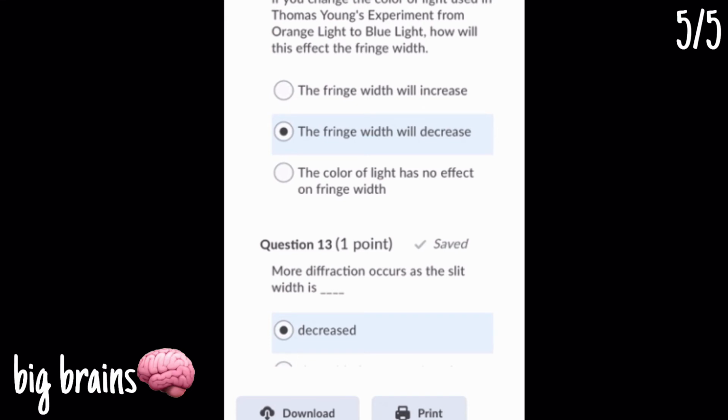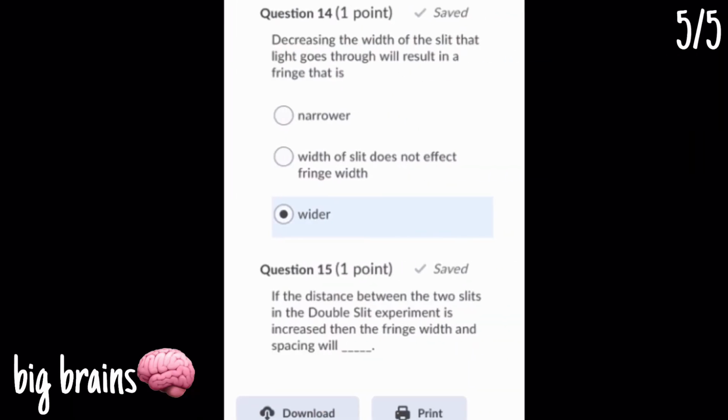Okay. More diffraction occurs as the slit width is decreased. So if you decrease that, then more diffraction is going to happen, and that's just how it works. Because I think the tinier the slit, the more obvious it is. So, decreasing the width of the slit that light goes through results in a fringe that is wider.